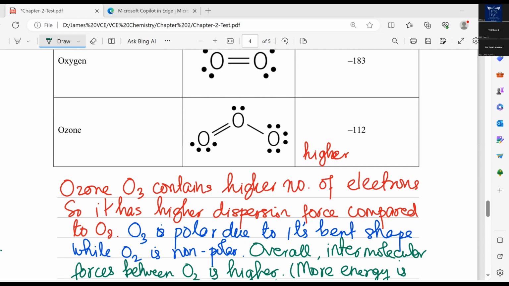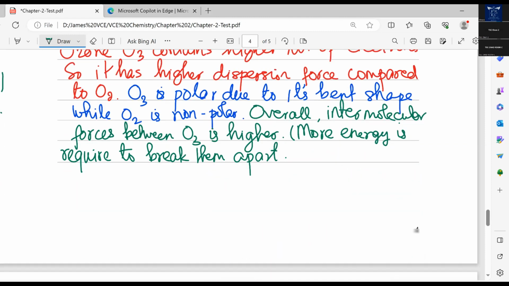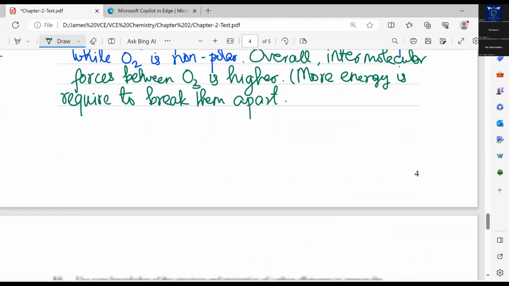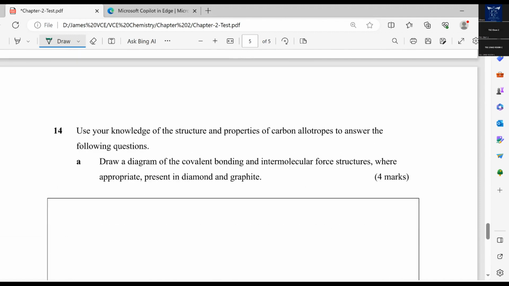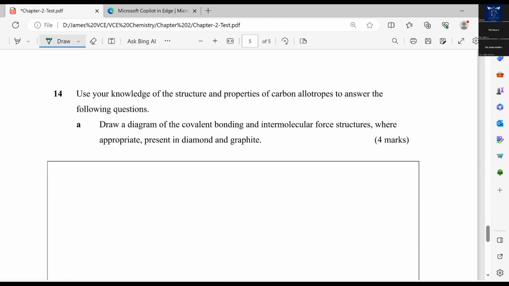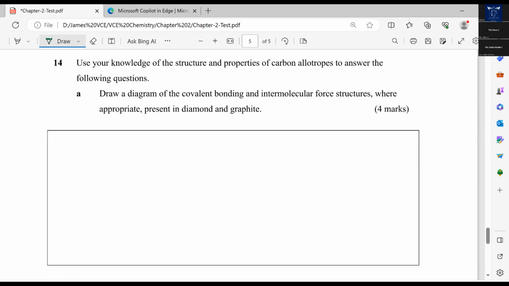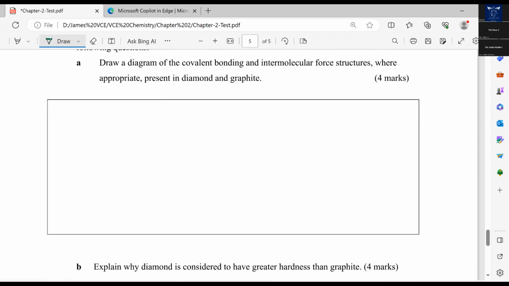Okay, next one. Draw the diagrams of the covalent structure of carbon allotropes, which is about diamond and graphite.